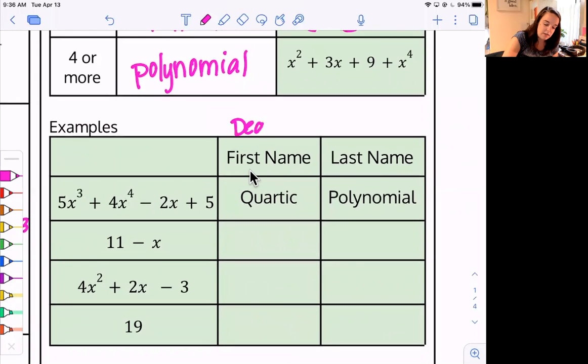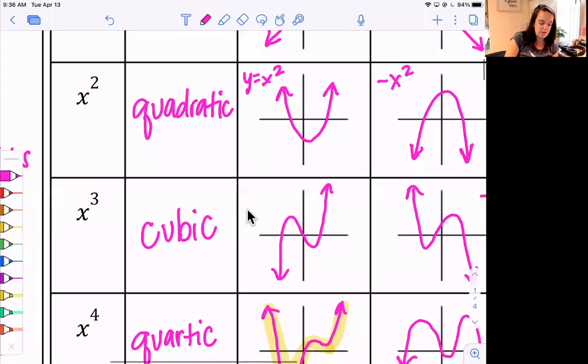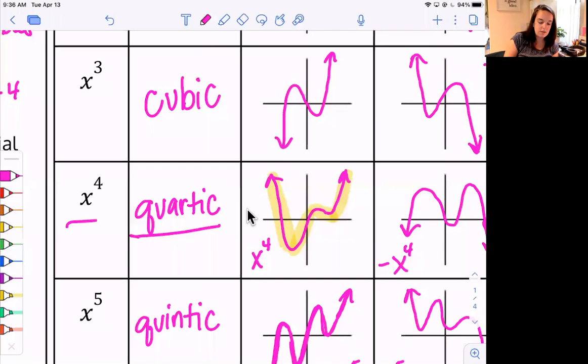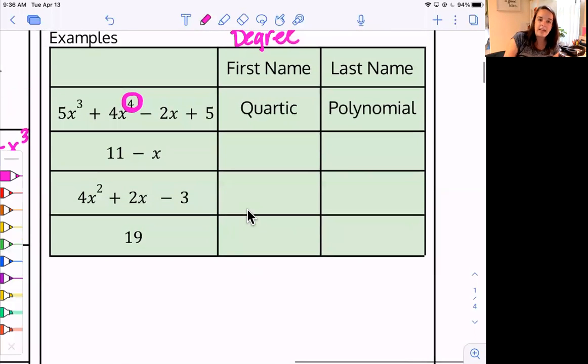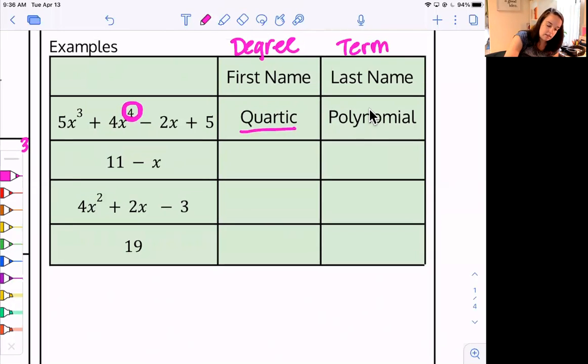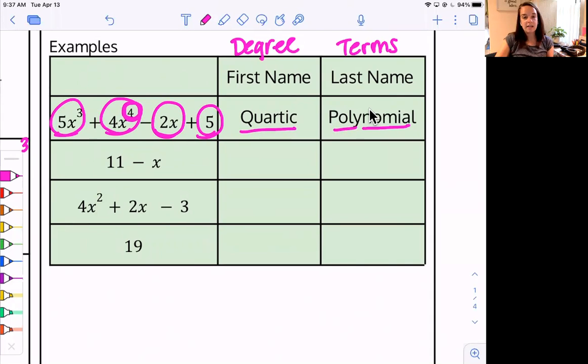The first name is based on the degree, or the shape. The degree here is 4 because that is the biggest exponent. I have 3, I have 1, and I have no exponent here. So a 4. So this is a quartic. I said, okay, x to the 4th, that's quartic. So that is its first name. And then I said, okay, how many terms does it have? I have 1, 2, 3, 4 terms. So that is a polynomial. So this polynomial is called a quartic polynomial.